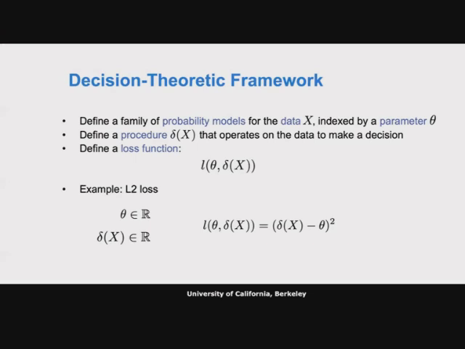So you can't think of a 2 by 2 table anymore. You can think of an infinite by infinite table where all the possible values of theta are down one side and all the possible decisions are down some other side. And now you have a little quadratic bowl shape rising up above that little table.